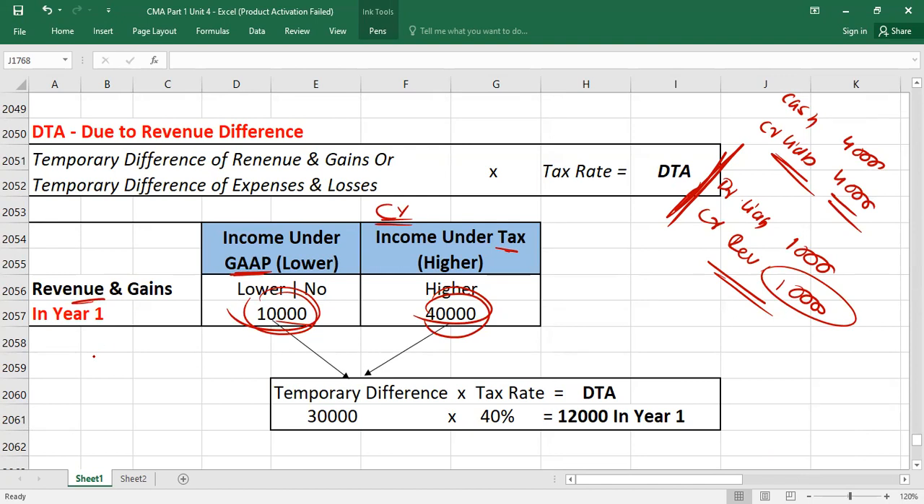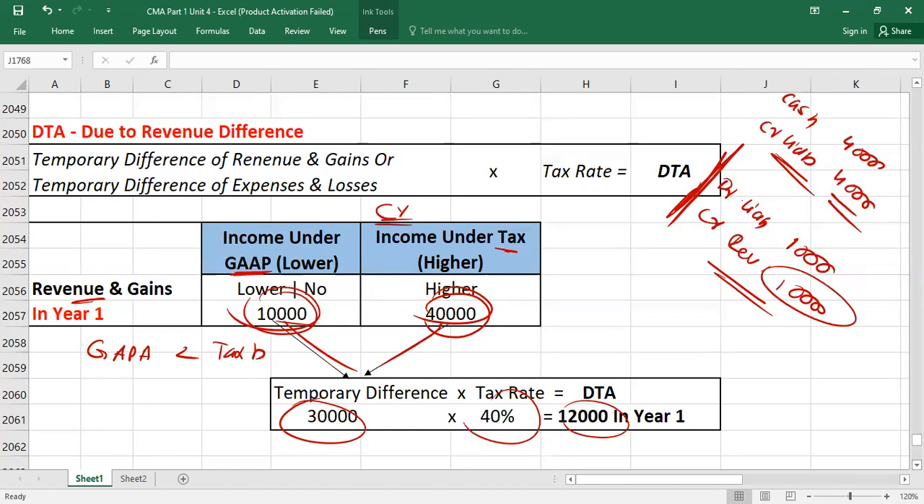And what would be the result? GAAP income would be less than what? Taxable income, right? And how much is the difference? 30,000. Multiply by, let's say, 40% in the current year, this will give you a deferred tax asset. Understood? You will book this asset in the current year, but in years 2, 3, 4, this asset will be refunded.